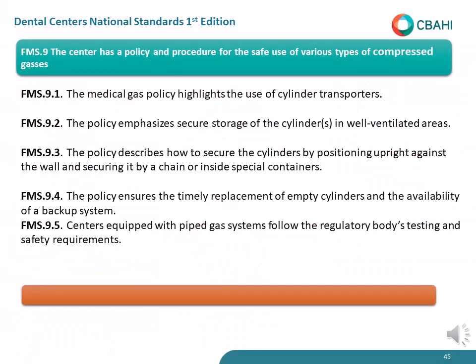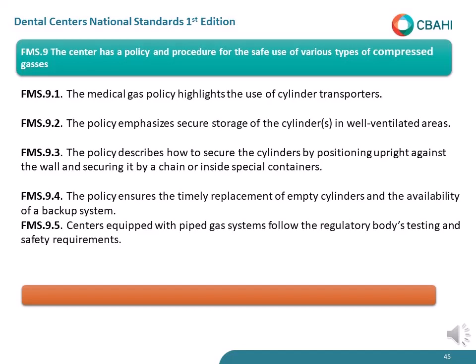FMS 9: the center has a policy and procedure for the safe use of various types of compressed gases. So FMS 9 is about the medical gas cylinders or piped medical gases. It consists of 5 substandards. Number 9.1, the medical gas policy highlights the use of cylinder transporters. So 9.1 regulates how you transfer the cylinders within the center, to the center and from the center.